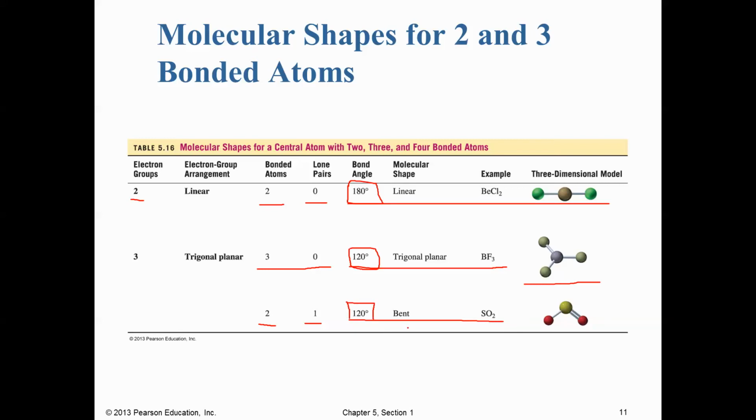We'll be talking more about all these shapes in the lab, the VSEPR theory lab, if we haven't done it already. Again, we just look at how many bonded atoms and how many lone pairs are attached to our central atom. 2 bonded atoms, 0 lone pairs will always be linear. 3 bonded atoms, 0 lone pairs will always be trigonal planar. 2 bonded atoms, 1 lone pair will be bent.